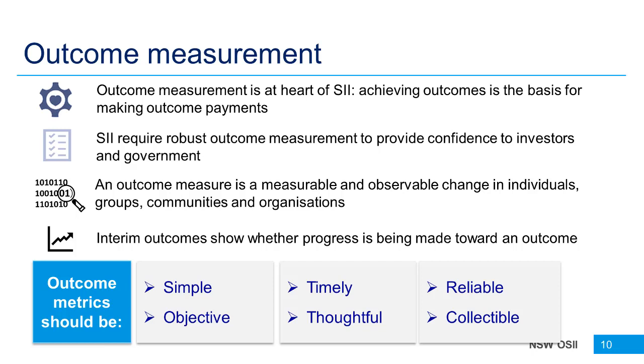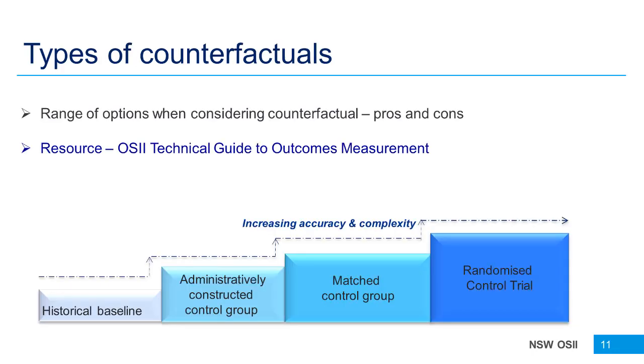Major consideration when measuring outcomes is attribution. And for that, we need a counterfactual. A counterfactual is the ability to obtain a reliable estimate of what would have happened in the absence of the program or service.